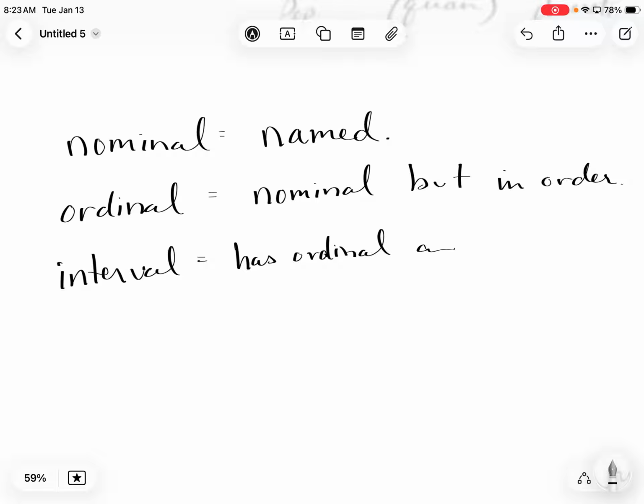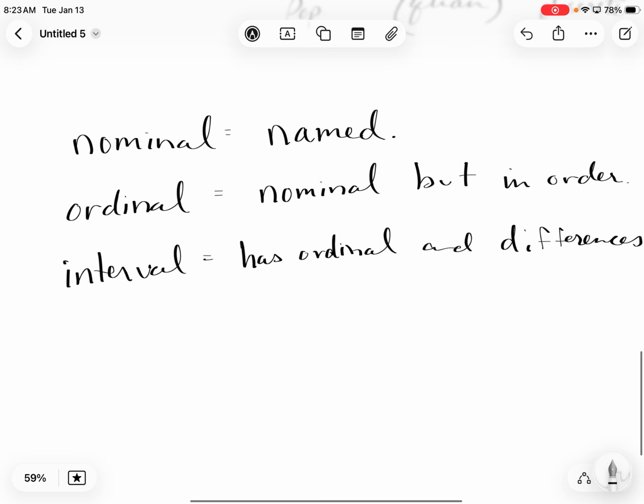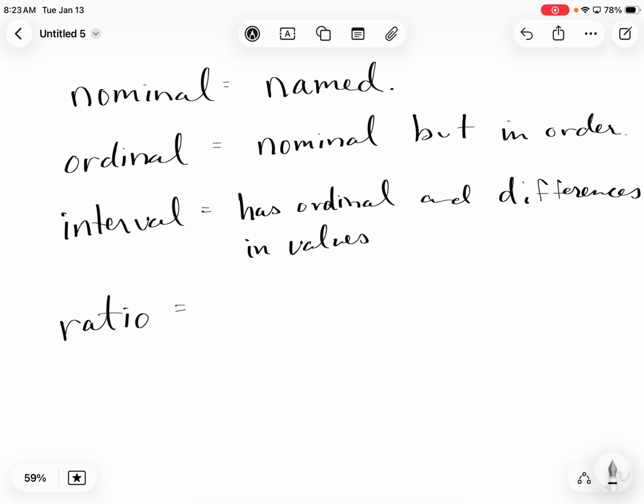And differences in the values. So these are more numbers a lot of times. And the last one is ratio, which a lot of times when you think of ratio, people forget that a ratio is nothing more than a fraction. Okay? It has properties of interval, and the ratios of the values of the variable have meaning.